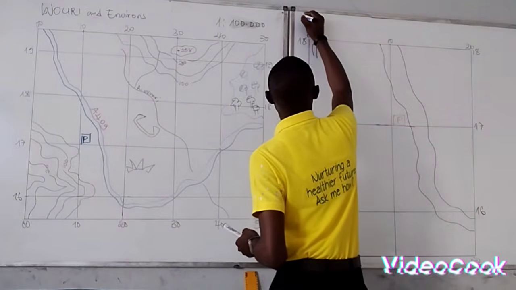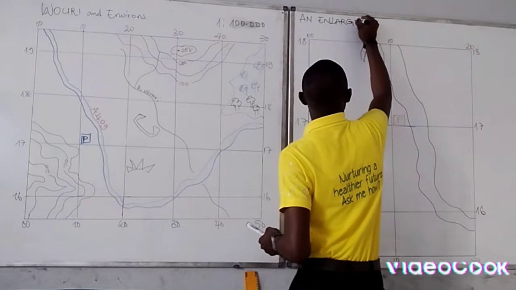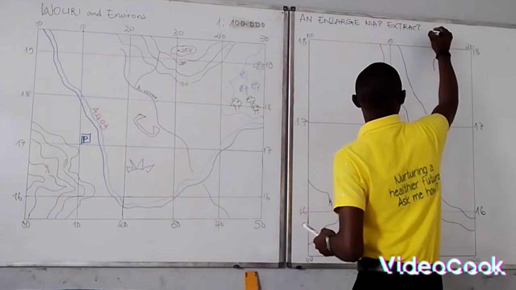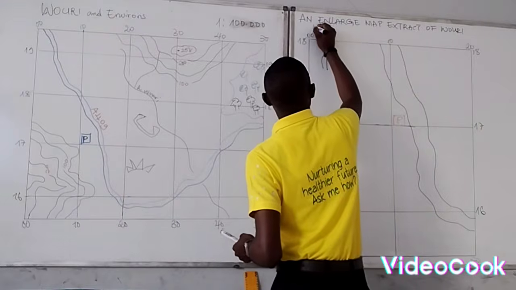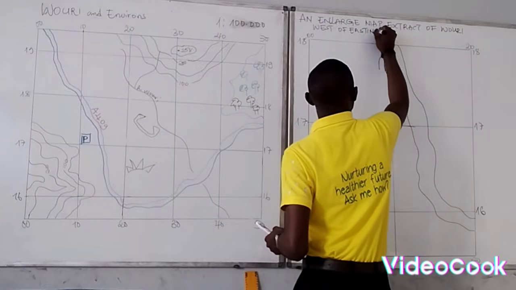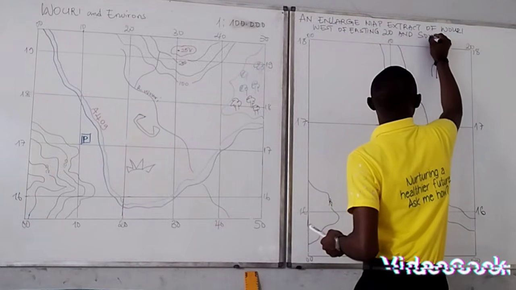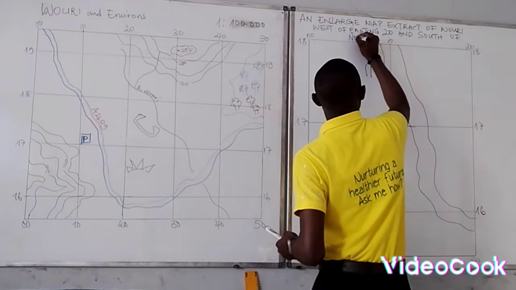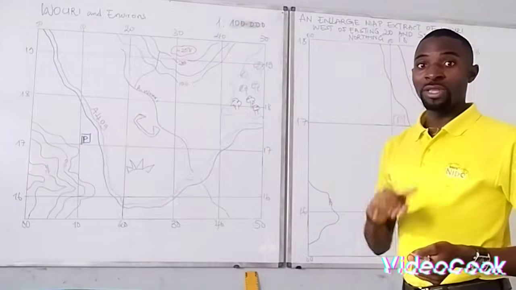So I'm simply going to write here Buea enlarged map, extract of Buea, west 16, west of eastern 20, and south of northeast 18. Northeast 18. Good. Then I'm going to put down the key.